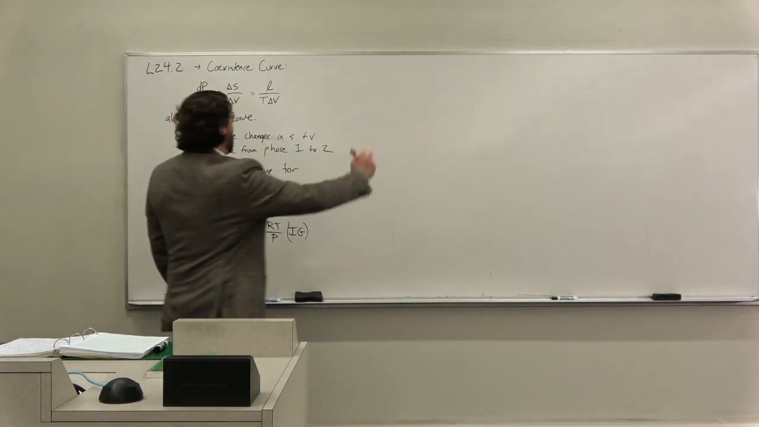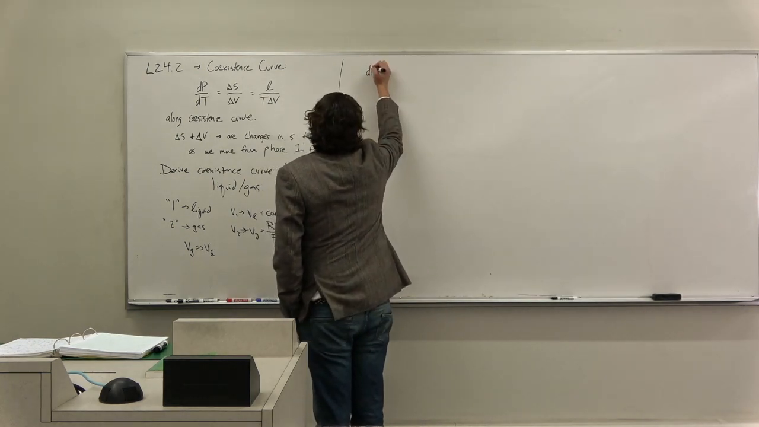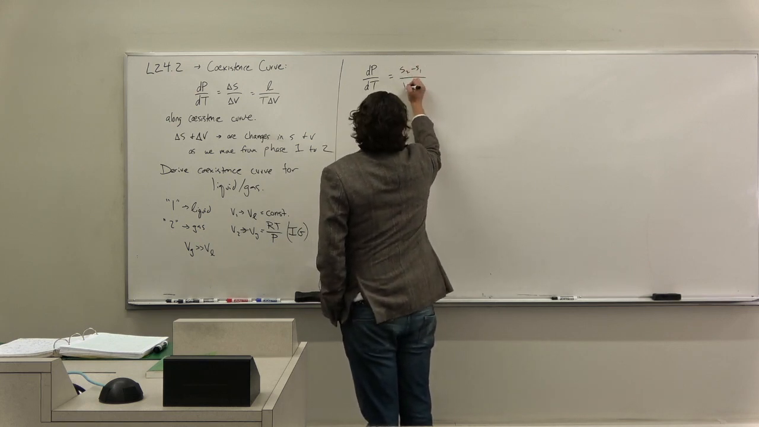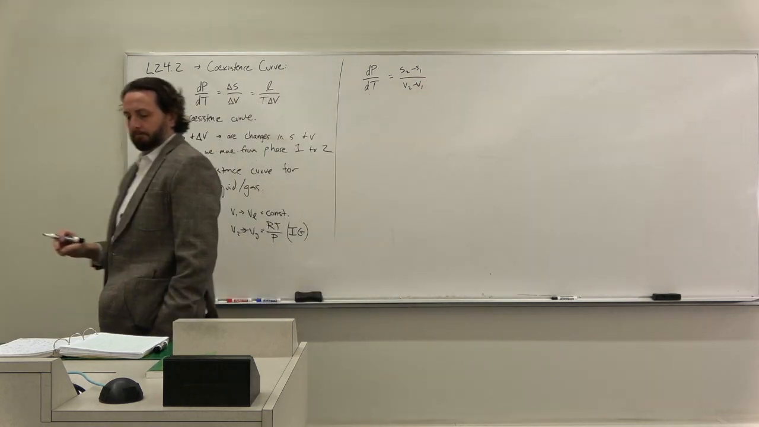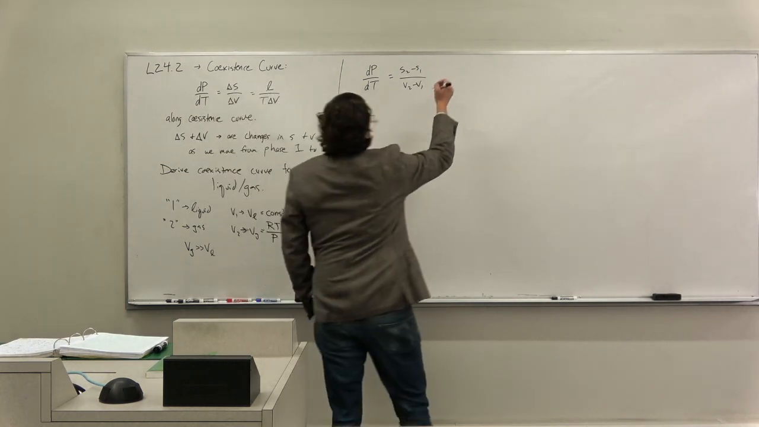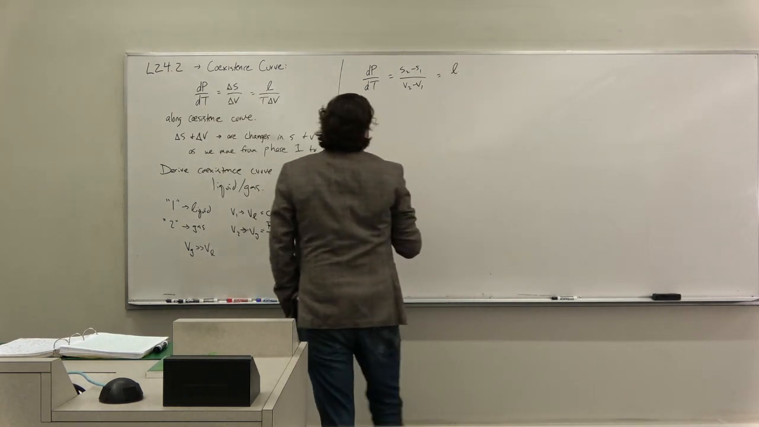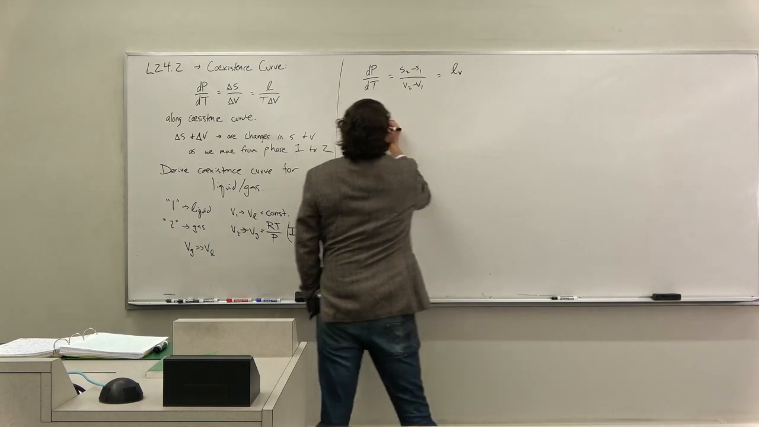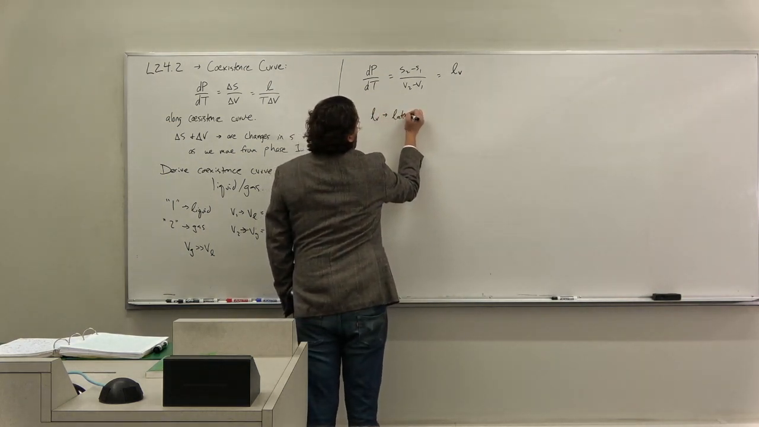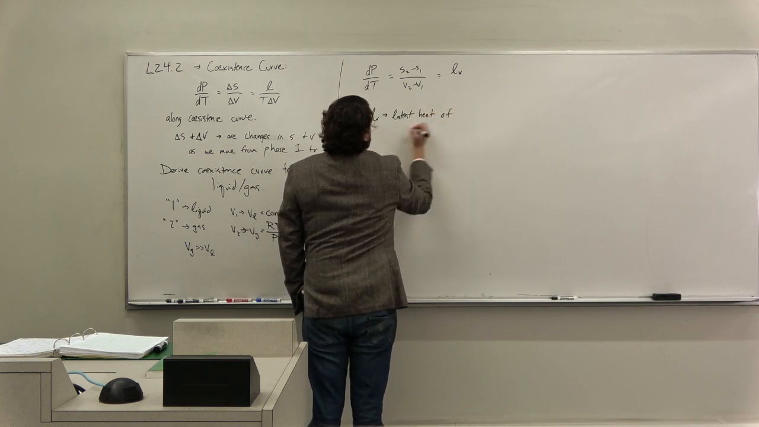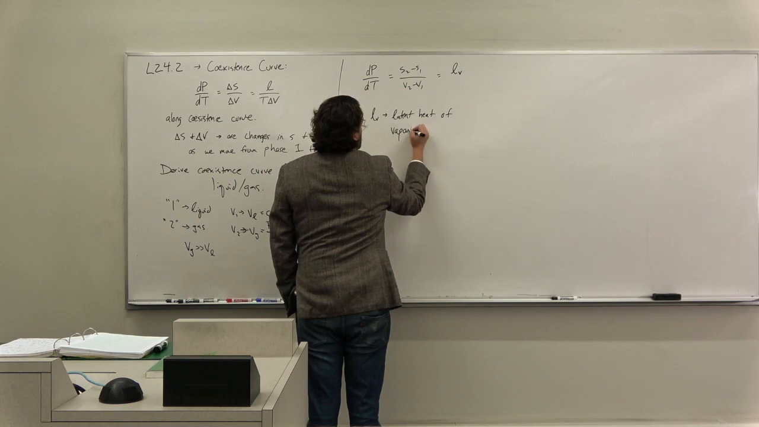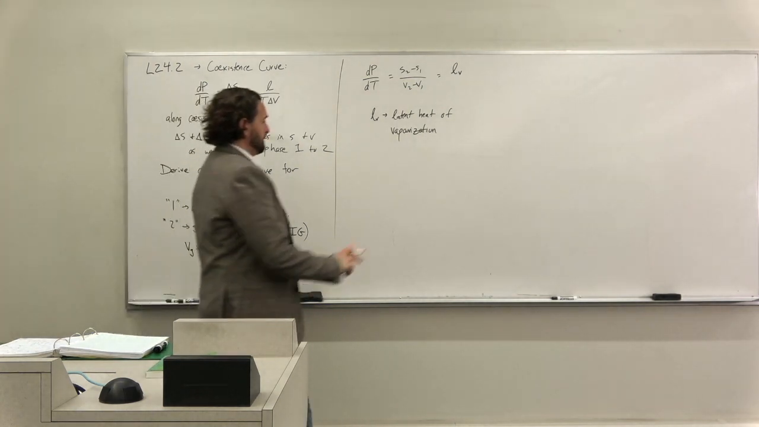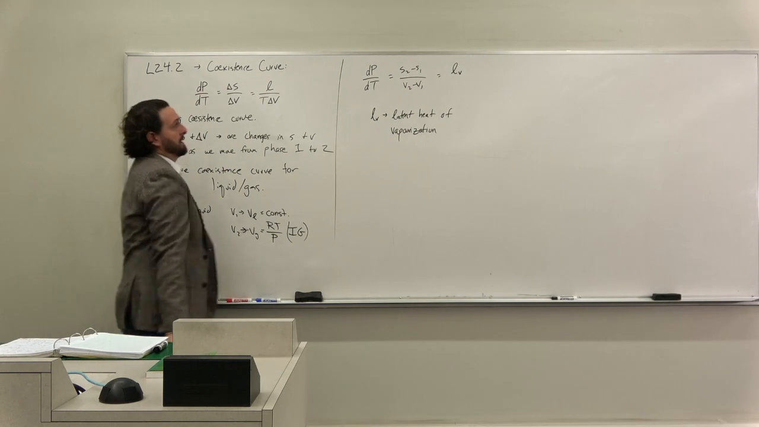Okay, so let's do our Clausius-Clapeyron: dP/dT is going to be S2 minus S1 over V2 minus V1, or L, because now I'm going to specify which L this is, right? This is going to be my latent heat of vaporization. So that latent heat of vaporization is the relevant latent heat for the liquid gas transition.